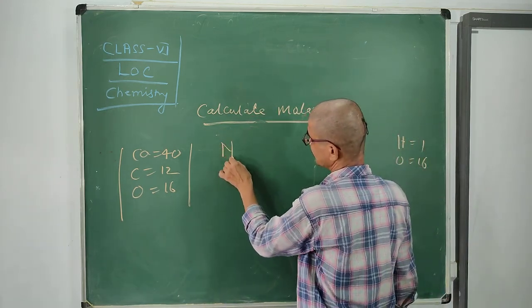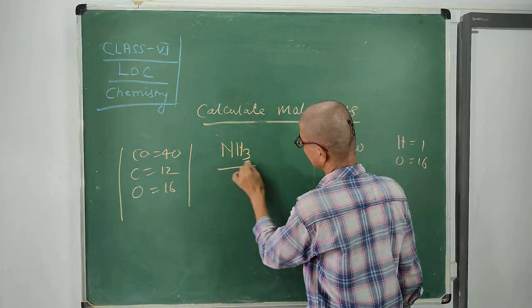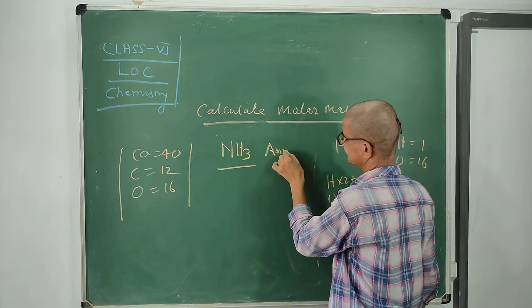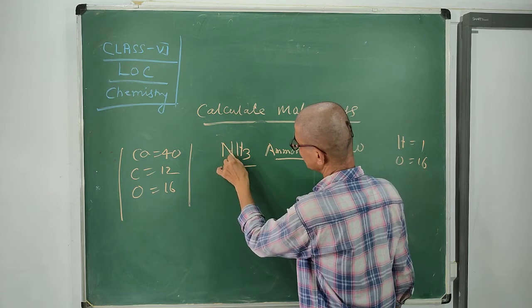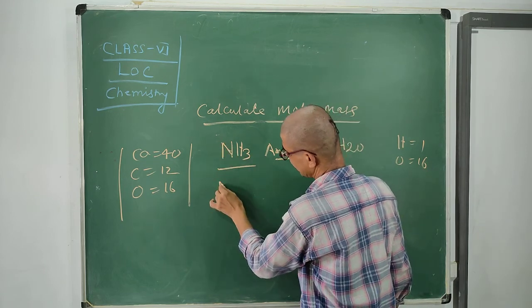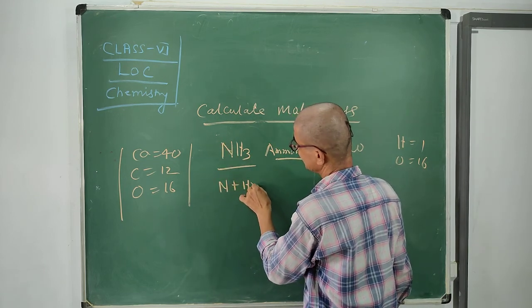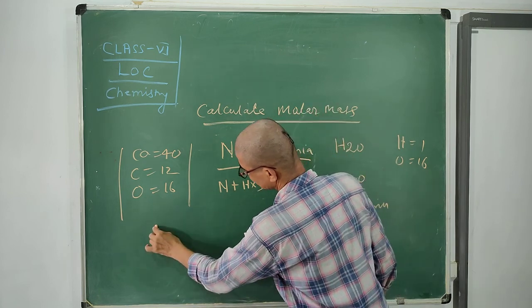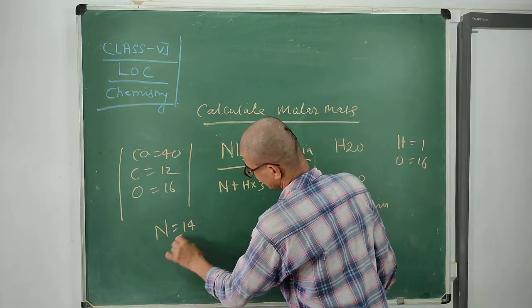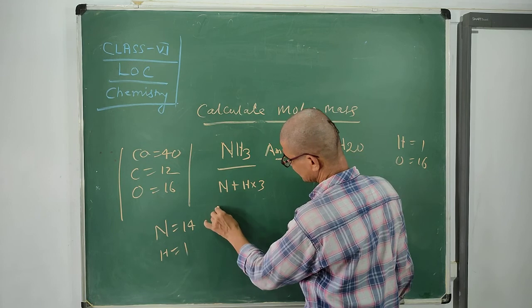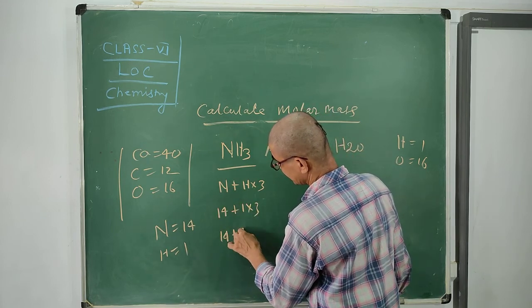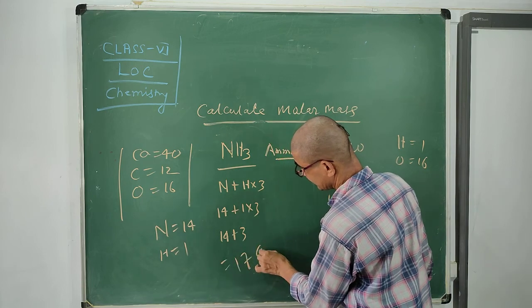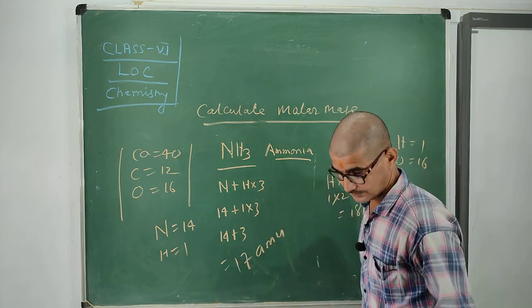Mass of ammonia, this is called ammonia. So how can you calculate the molar mass of ammonia? So N plus H into 3. The mass of nitrogen, it is given, that is 14, and hydrogen is 1. So 14 plus 1 into 3. So 14 plus 3 equal to 17 AMU.